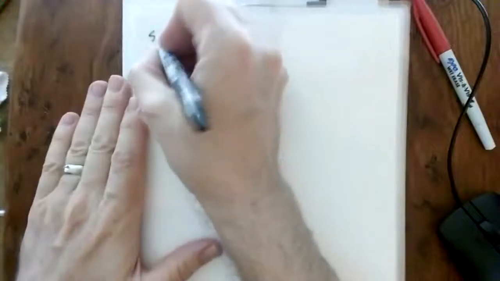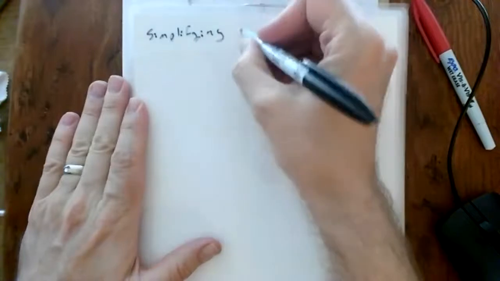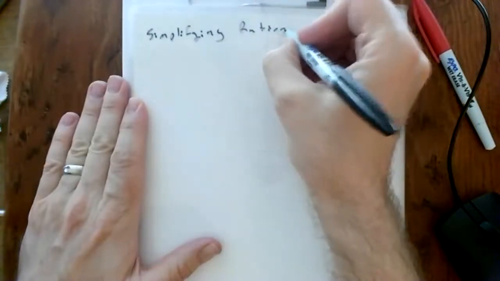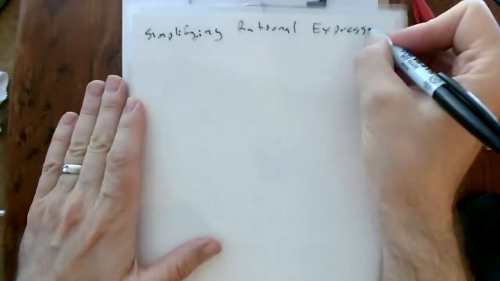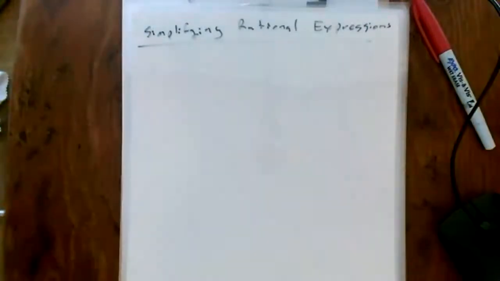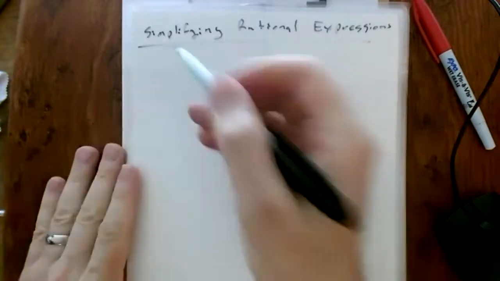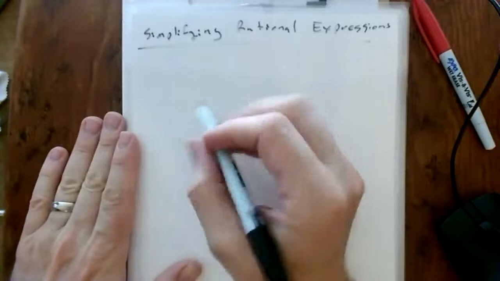So we're going to be talking now about simplifying rational expressions. And whenever we talk about a rational expression, we're talking about something that can be written in the form of a fraction. Anything that can be written in the form of a fraction is what we refer to as a rational expression. So here's what we're going to be doing.